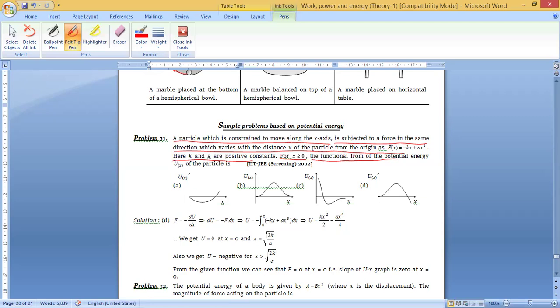Now here the relation between F and U is F equal to minus du by dx. Taking dx to the left side, du equal to minus F dx. Now take integration on both sides, so U is equal to minus integration from 0 to x of (minus kx plus ax cube) dx.